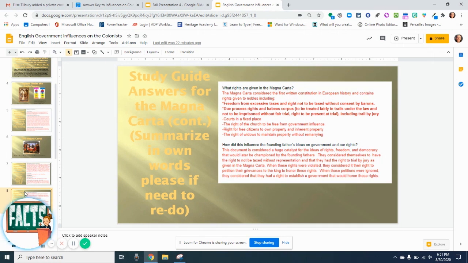So when these rights were violated, they considered it their right to petition their grievances to the king to honor these rights. And then when those petitions were ignored, they considered that they had the right to establish a government that would honor these rights.